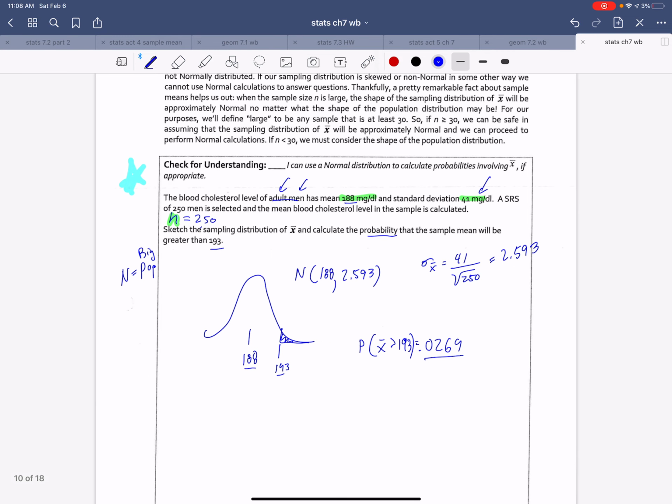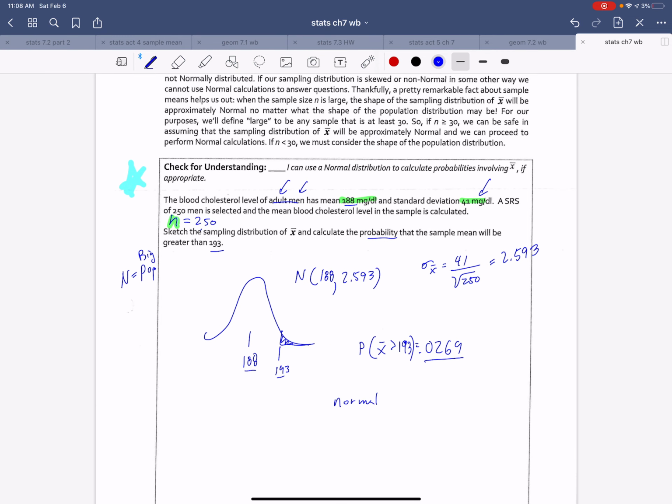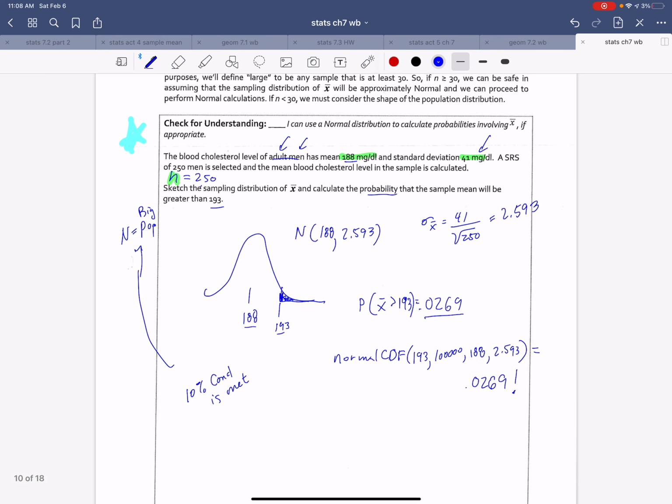Now, if I had a calculator, and we'll start working on this, I promise, norm CDF, I'd put my lower bound, I want the area under the curve from 193 to a really big number, and my mean is 188, and my standard deviation is that. And that's all you have to show on the test, and show your answer. Because 250 is less than the very large population of adult men.